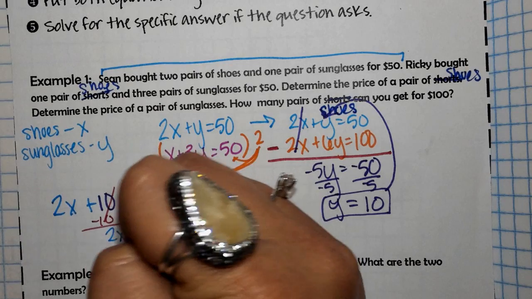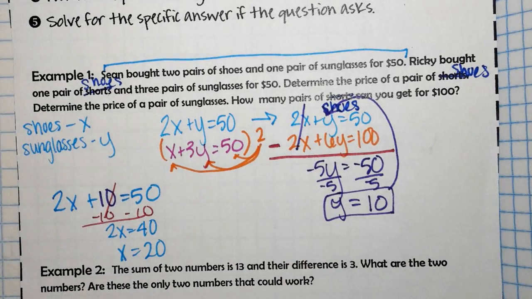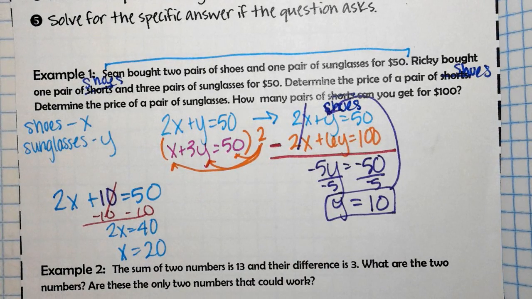No, it equals 10. No. Yeah, equals 20. Oh, 5.